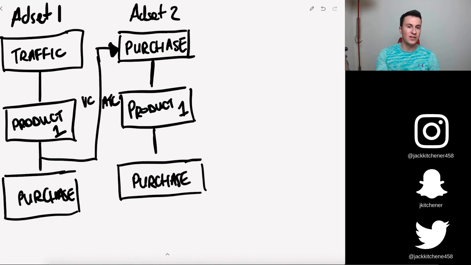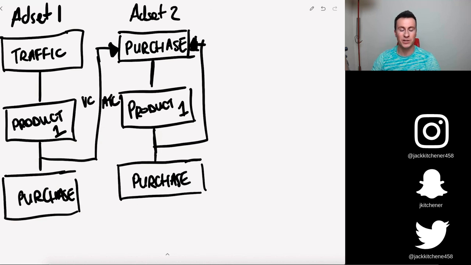Now, if they see the second ad set and they still don't purchase, that's absolutely fine. What's simply going to happen is they're just going to keep seeing this purchase ad set. They're basically just going to keep getting retargeted and keep seeing this ad set until they do make a purchase. Now, you might think that comes across as spammy, but it works.